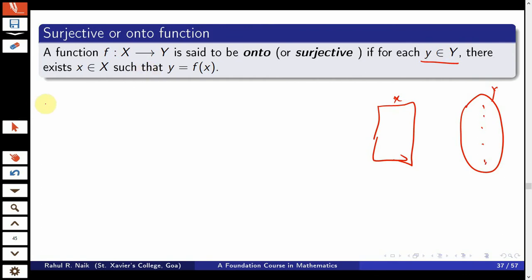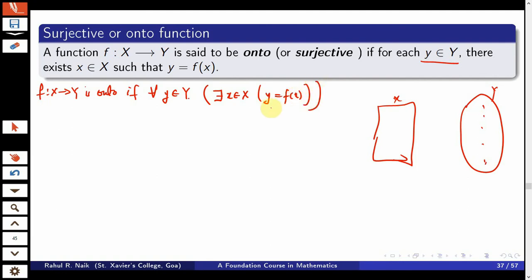We will prove this shortly. So how do we first write this down in terms of quantifiers? Try to understand the quantifiers involved over here. f from x to y is onto if for every y in y there exists x in x such that x forms a pre-image of y, such that y is equal to f of x. So there are two quantifiers involved and the property is y is equal to f of x.